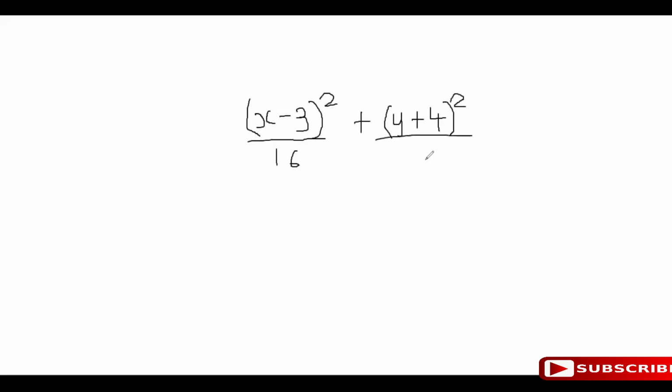All right, so they gave us x minus 3 all square over 16 plus y plus 4 all square over 9. They said that's equal to 1.